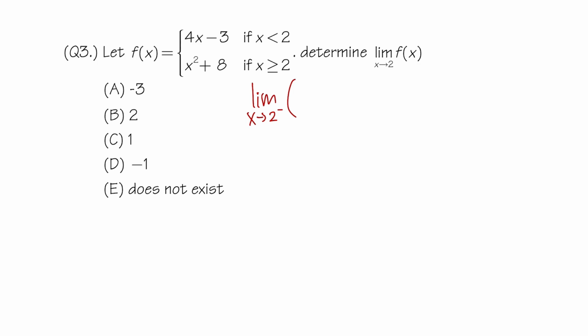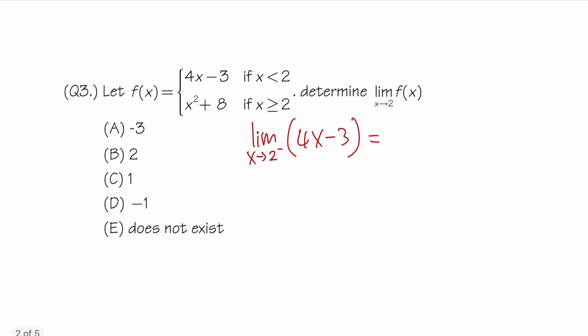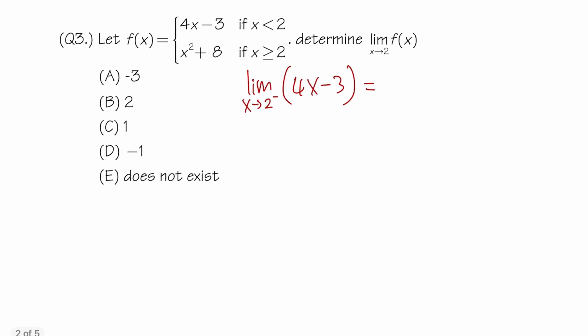If it's 2 from the left-hand side, that means x is less than 2, so we'll be using the first piece, that's 4x minus 3. Then let's just plug in 2 to find the limit. That's all, because there's no indeterminate form here. So it's just 4 times 2. You don't have to put down the minus. And then minus 3, and that's equal to 5. And then you're done for that.